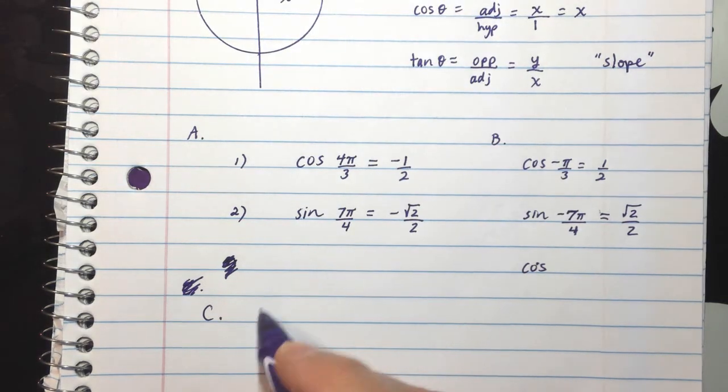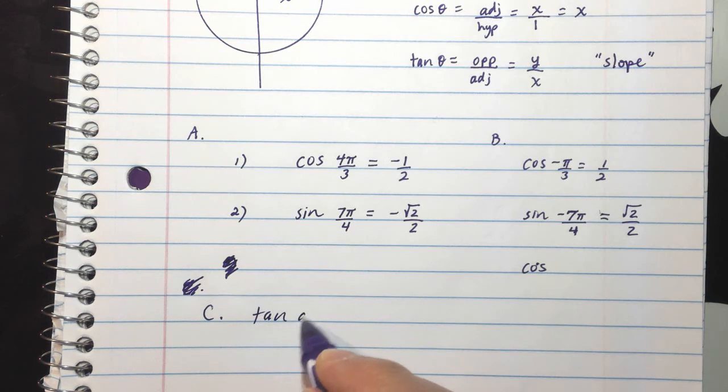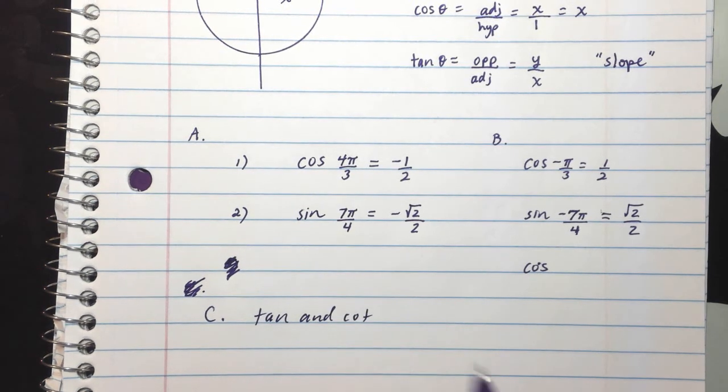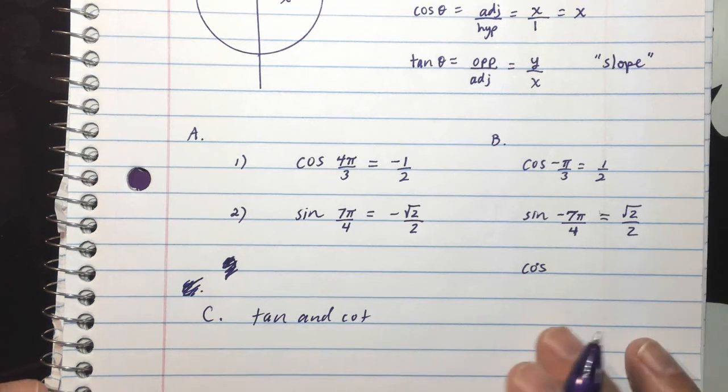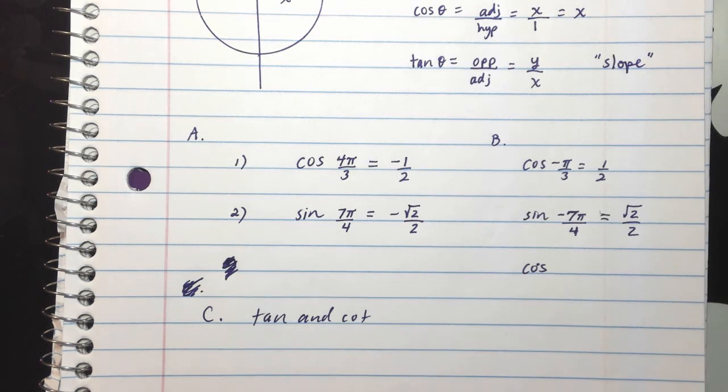Tangent, cotangent. Tangent and cotangent. Now, I forgot what I was going to say. Part D is actually easier than part C, just to let you know. So don't think that the hardest stuff is at the end. This is probably the hardest stuff.